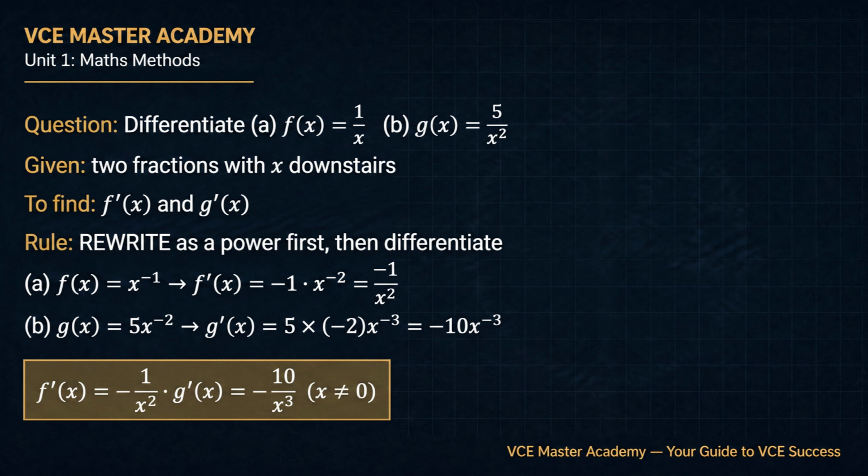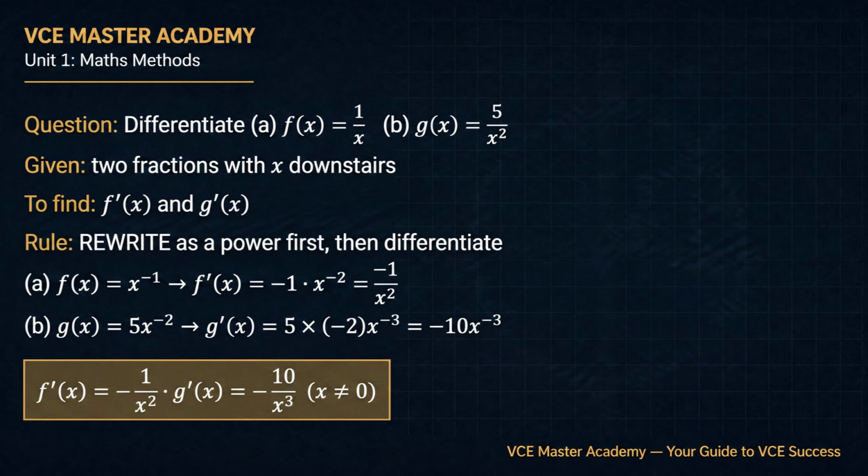Here is the golden strategy of Chapter 17c. Never differentiate a fraction as a fraction. Rewrite it as a power first, then feed it to the machine. Rewrite, then differentiate. Every time. Part A. 1 over x is x to the negative 1. Now the machine. Negative 1 jumps down the front, and the power drops to negative 2. Negative 1, x to the negative 2, which is negative 1 over x squared.